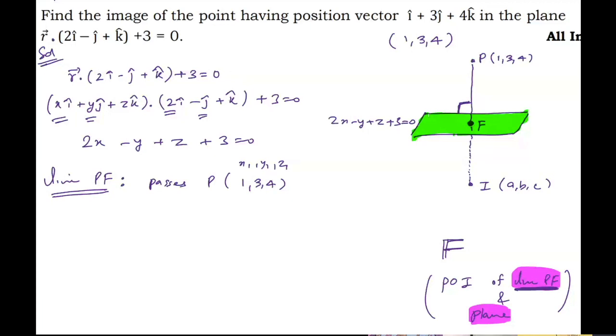Okay, and what else we know? Yes, beta, for a line we need two things. One, the point through which the line is passing.